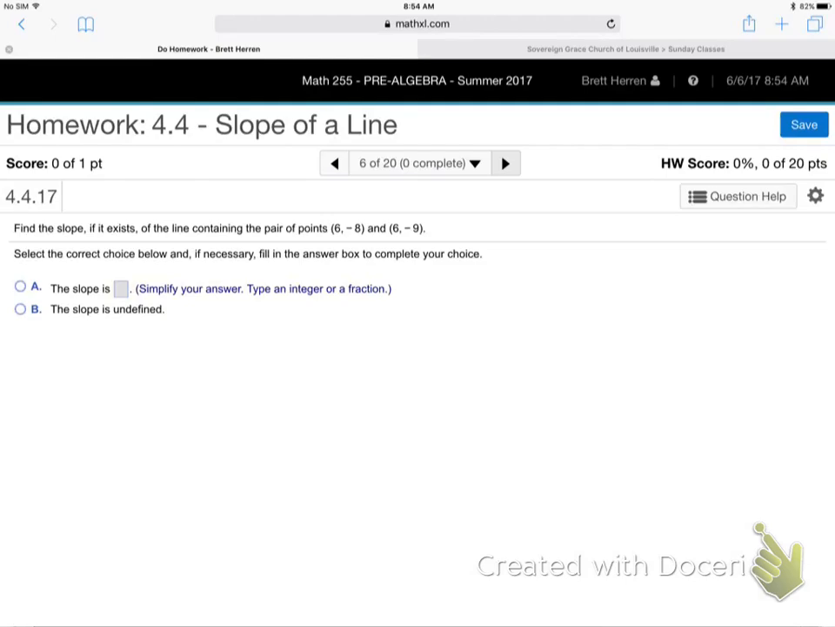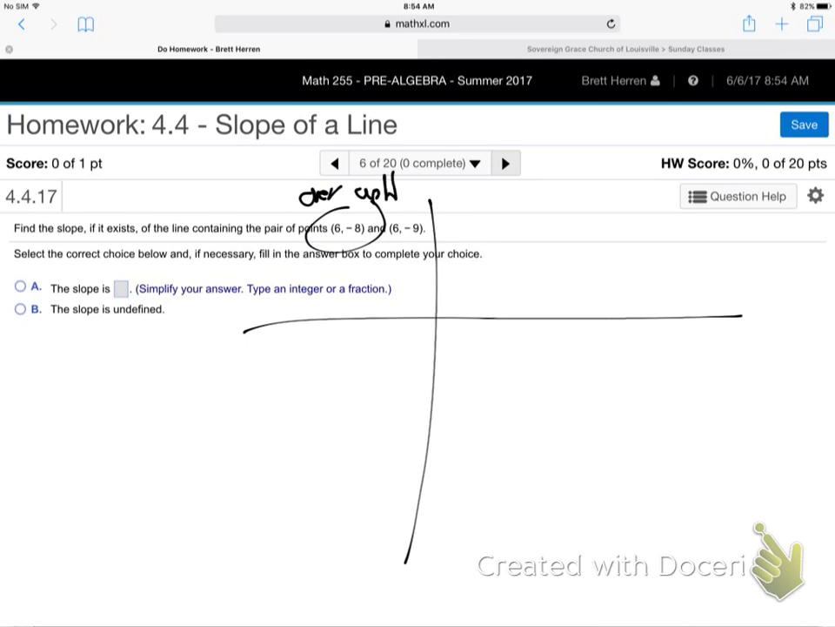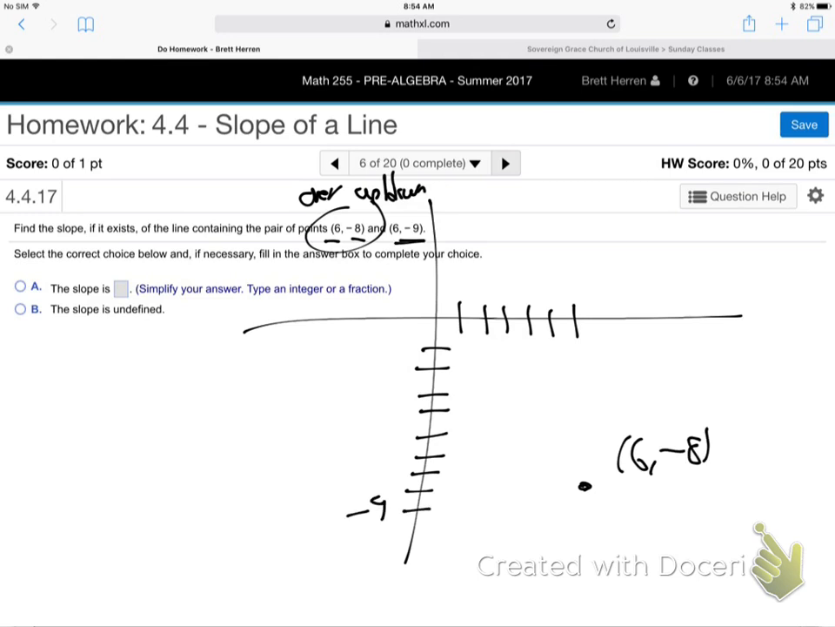Let's graph it. You don't have to, it's not required at all, but I'll do it. So over 6, down 8. Remember, the first number's over, the second is up or down. Over 6: 1, 2, 3, 4, 5, 6. Down 8: 1, 2, 3, 4, 5, 6, 7, 8. So here's the dot. Where's the other one? Over 6, down 9. Right there. See the two dots?